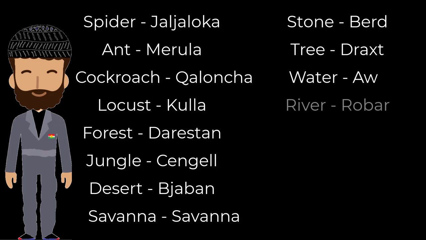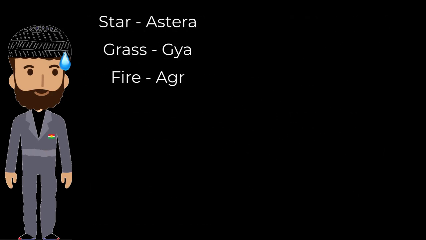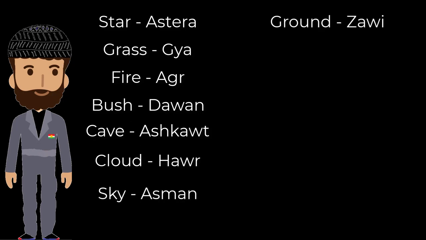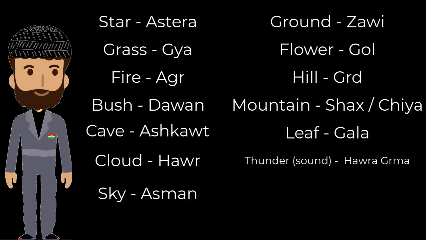Water, au. River, rubar. Sea, derya. Lake, deryacha. Star, estera. Grass, gya. Fire, agir. Bush, dawan. Cave, Ashkot. Cloud, hor. Sky, asman. Ground, zevi. Flower, gul. Hill, gird. Mountain, shah or chia. Leaf, gala. Thunder, hora girma, which literally is the sound of the thunder. Hora trishka, which means the thunder itself.